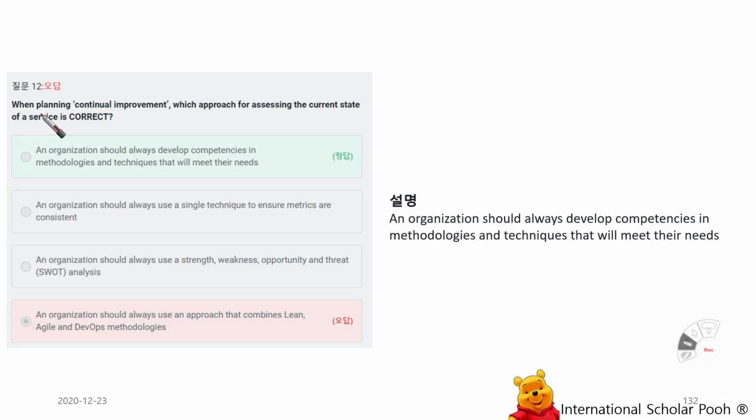When planning continual improvement, which approach for assessing the current state of service is correct? An organization should always develop competencies in methodologies and techniques that will meet their needs.